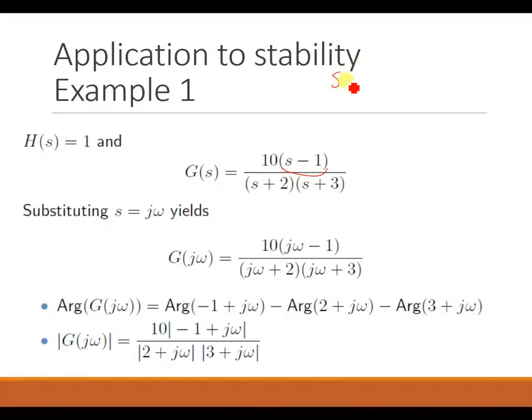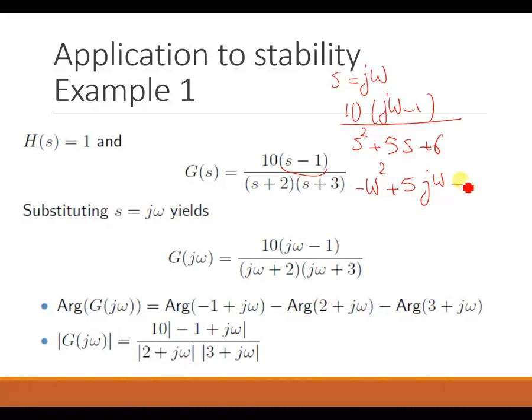You put s equal to j omega. The numerator becomes 10 j omega minus 1, and the denominator you can write as s^2 plus 5s plus 6, and you put the j omega here, it becomes minus omega^2 plus 5 j omega plus 6. You separate the imaginary and the real.